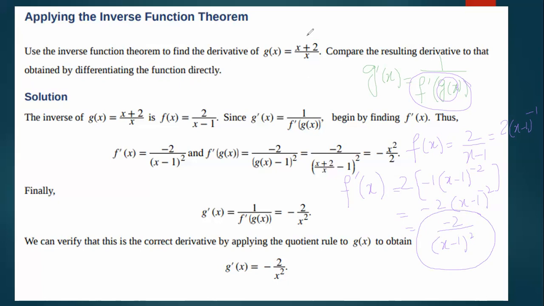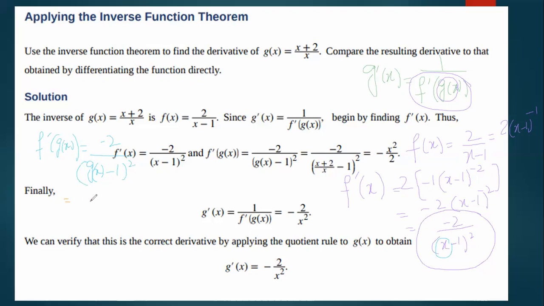But what do I need? I need f derivative of g of x. So simply I have to replace x with g of x. So I will write f derivative of g of x as -2 divided by, in place of x what will come? g of x minus 1 whole squared.